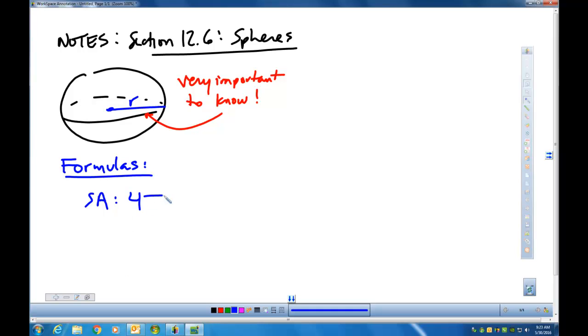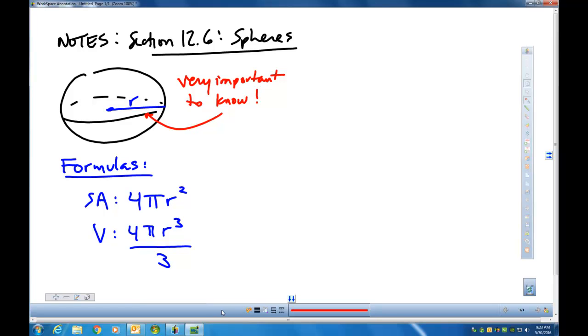You might think about how you're going to keep that straight in your brain. How am I going to remember that formula? Okay. The volume formula, kind of similar. 4 times pi times the radius cubed, all divided by 3.